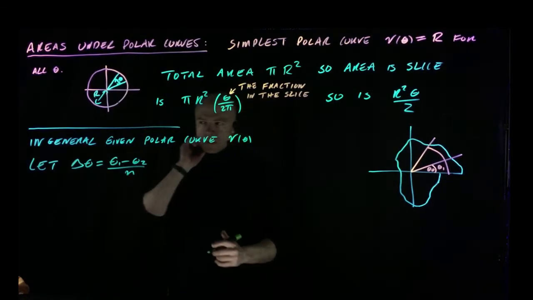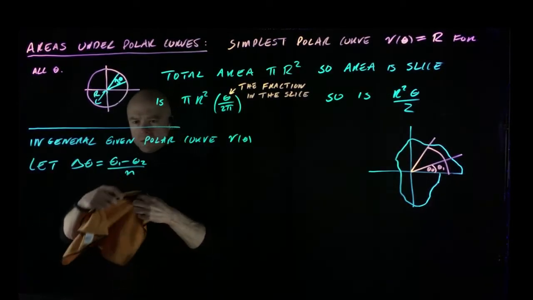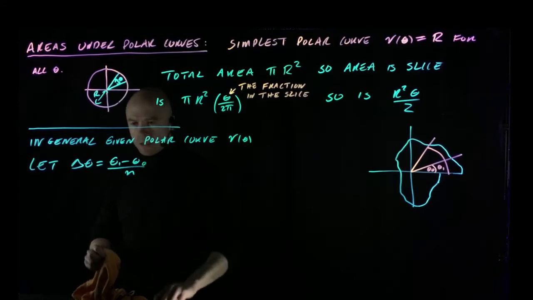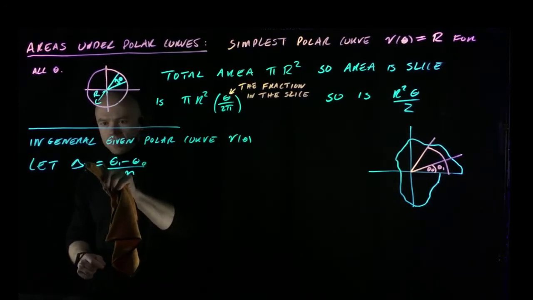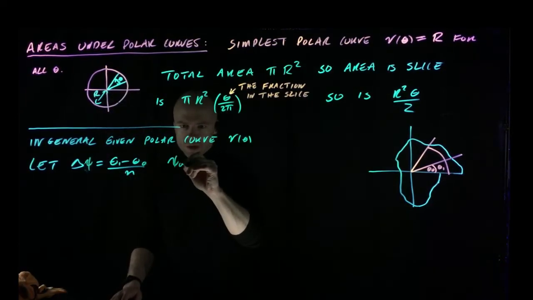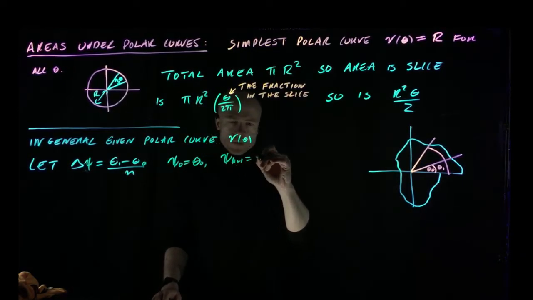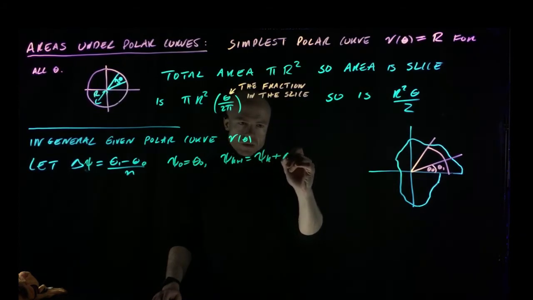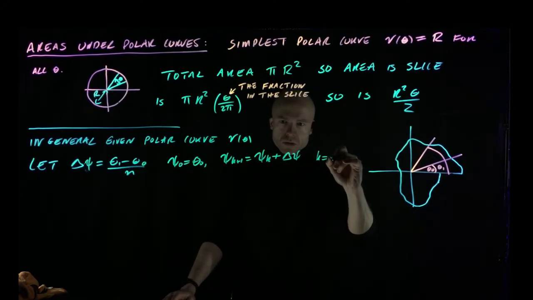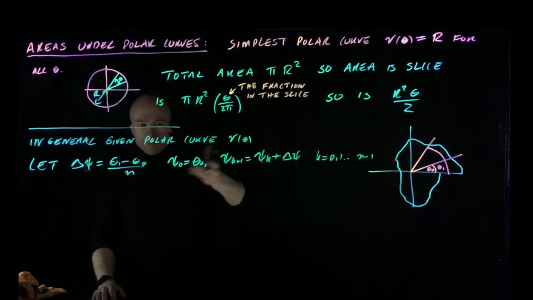I wrote theta 1 and theta 2, which I don't mean to, I mean theta 1 minus theta 0. And actually let's change the angle and let's call it this. And then let's call phi 0 theta 0, and let's let phi k plus 1 equal phi k plus delta phi, for k equal to 0, 1 up to n minus 1. And that cuts it up into lots of little slices.